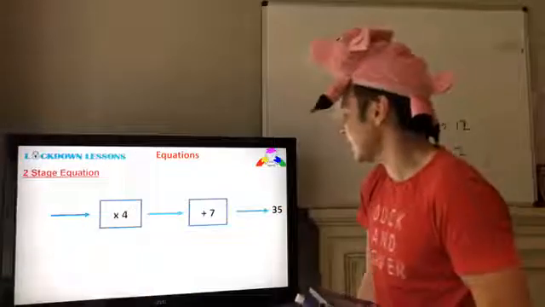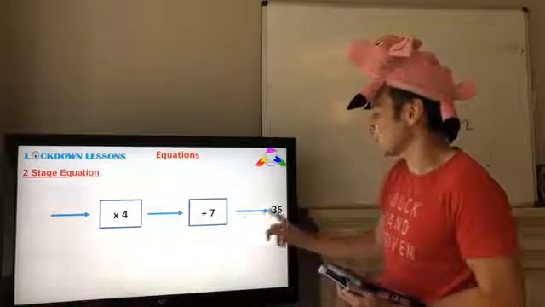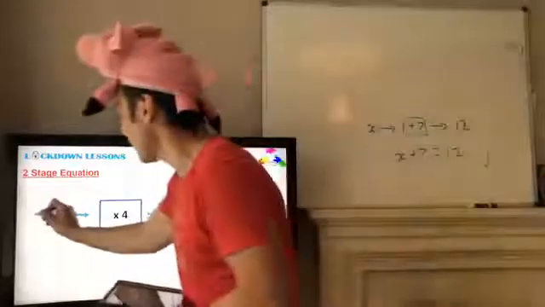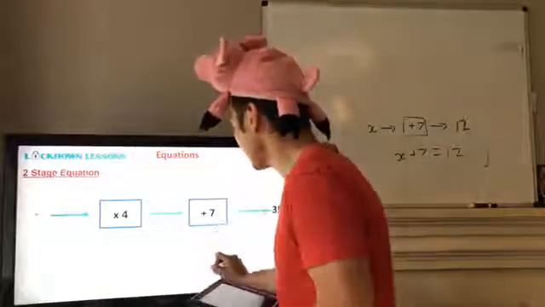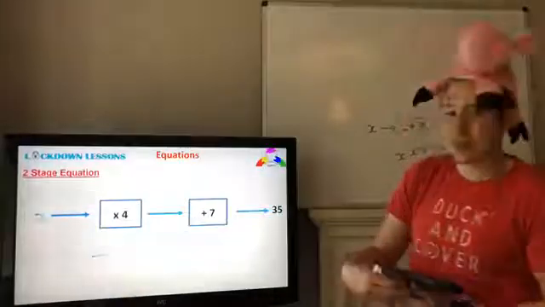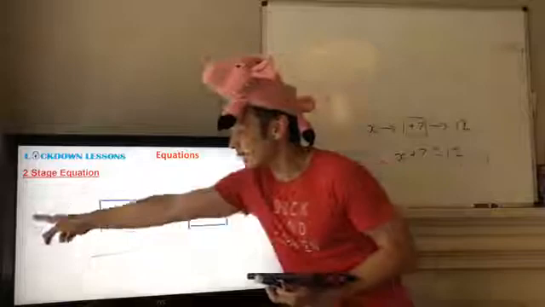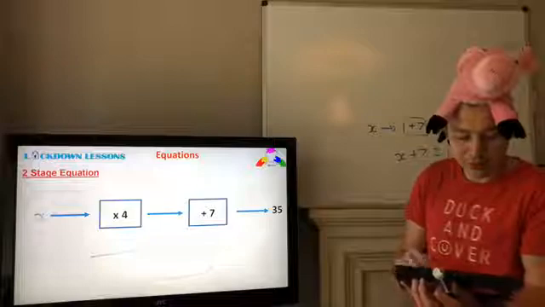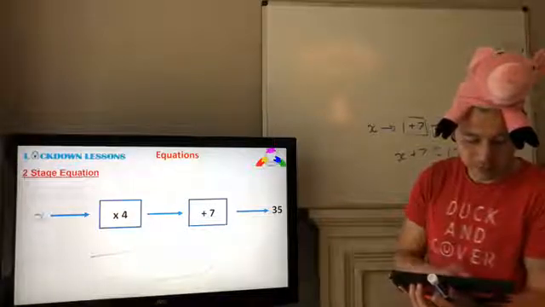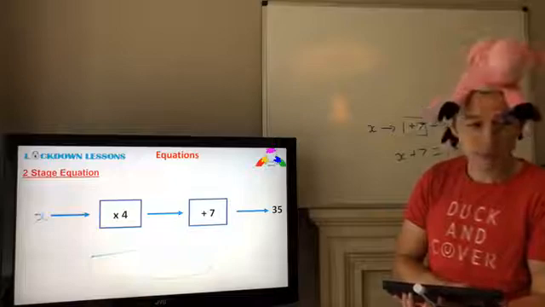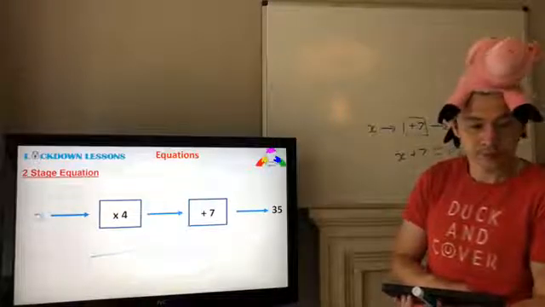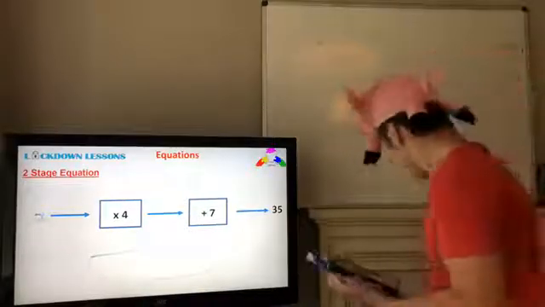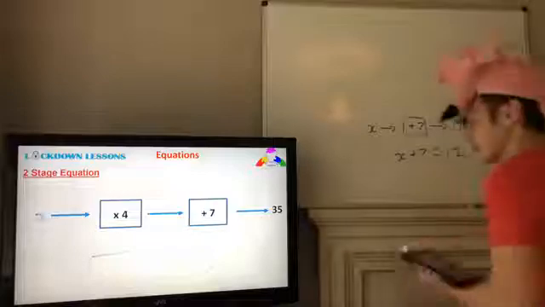So the last one, if we have this one, times by 4 plus 7, what equation is this going to give us? So if x goes in, what equation is this going to give us, do you think? We're going to say times it by 4 and then plus 7 and we get an answer of 35. What equation will that give us? x times 4 plus 7 equals 35.